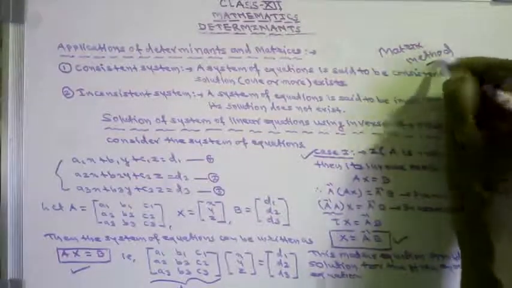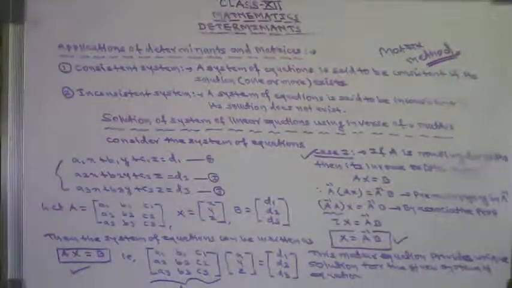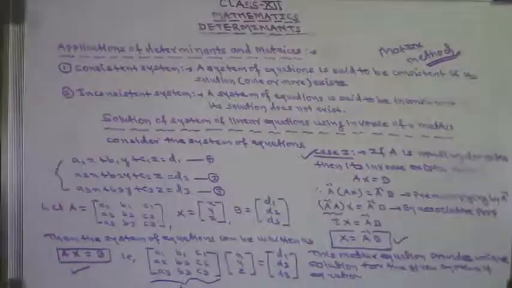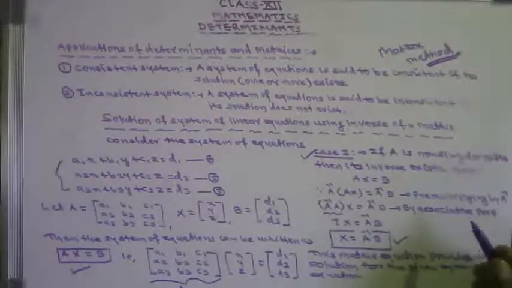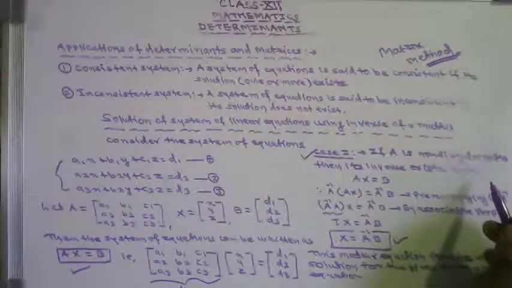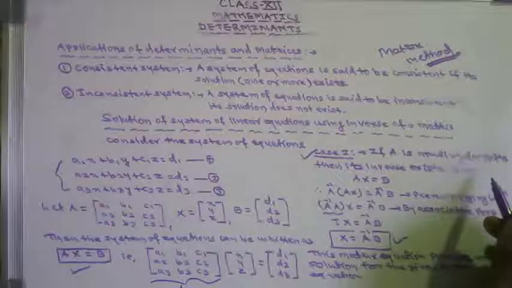Finding the values of x, y, z of the given linear equations is called the matrix method. Now students, in case 2, suppose A is not singular. If A is singular, then the determinant of A will be 0. So in this case, adjoint of A into B will not be zero.